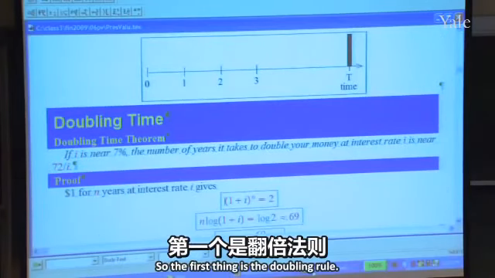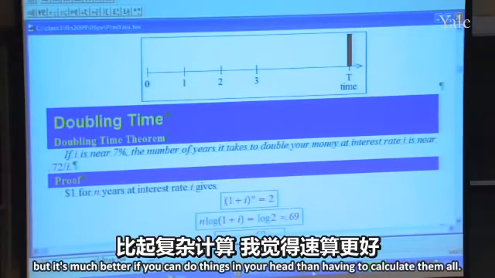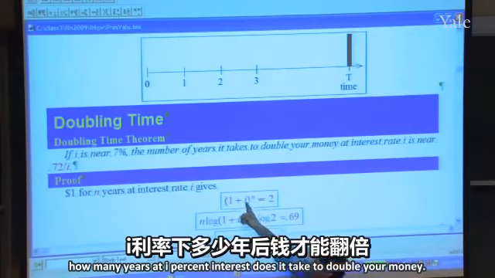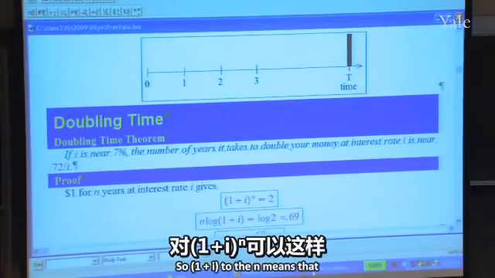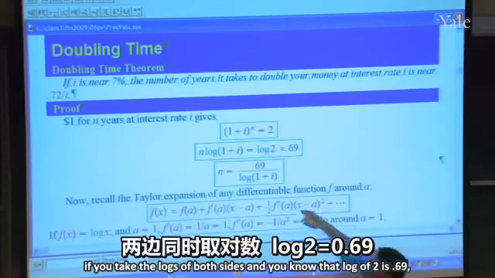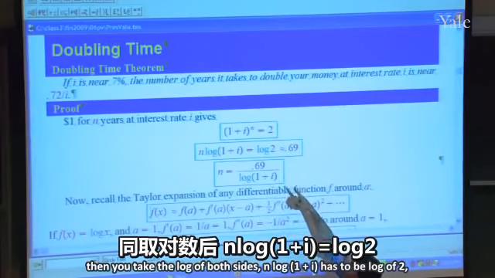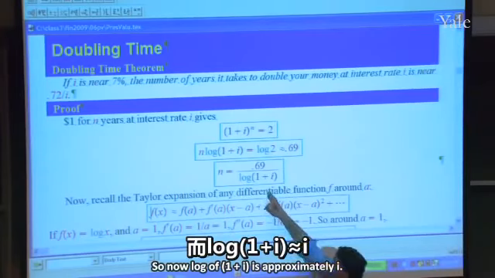So the first thing is the doubling rule. I think at least half of you probably know this, but it's much better if you can do things in your head than having to calculate them all. So the doubling rule says: how many years at I% interest does it take to double your money? You can just solve this. Okay, so (1 plus I) to the n equals 2. If you take the logs of both sides, and you know that log of 2 is 0.69, then n equals 0.69 over log of (1 plus I). And now log of (1 plus I) is approximately I.